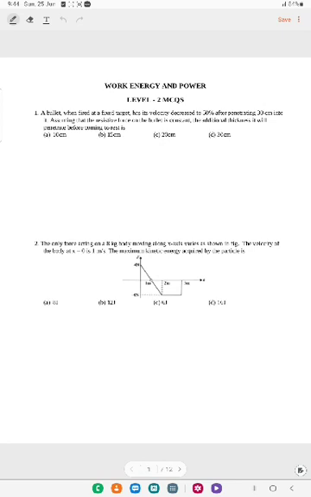A bullet when fired at a fixed target has its velocity decreased to 50% after penetrating 30 centimeter into it. Assuming that the resistive force on the bullet is constant, the additional thickness it will penetrate before coming to rest is. So try to analyze the situation.